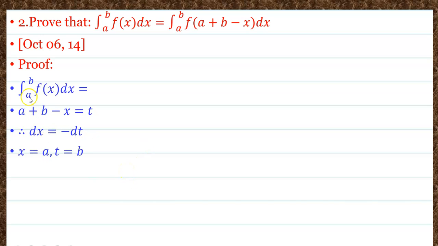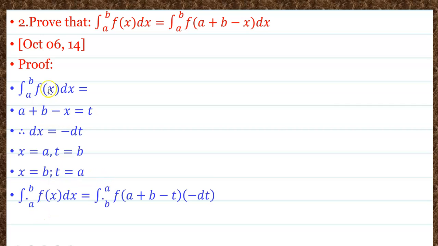When x is equal to a, lower limit किती तर a आहे. x is replaced by a here. That is a plus a minus a get cancel. You will get t is equal to b. And next, when x is equal to b, that is a plus b minus b get cancel, you will get t is equal to a. Okay, and here integral, आता हेच इंटिग्रल बघा, आपल्याला लेफ्ट हँड साइड इव्हॅल्युएट करायची, इंटिग्रल a to b f of x dx. And again, the left hand side आपल्याला a to b f of x dx आहे.